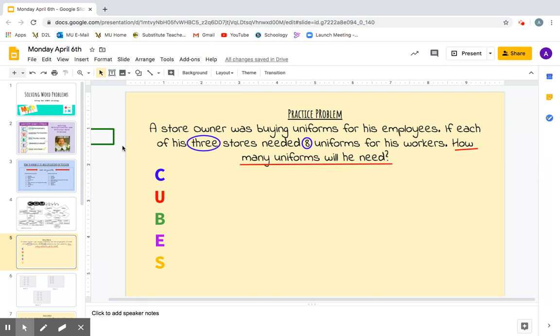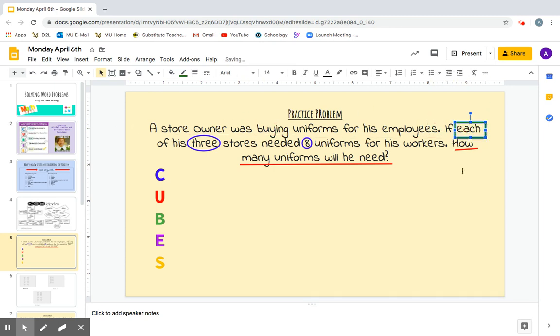Next on the cubes is boxing the key words. A store owner was buying uniforms for his employees. If each, I remember talking about each, so each is a key word. If each of his 3 stores needed 8 uniforms for his workers. So that is the key word, each.